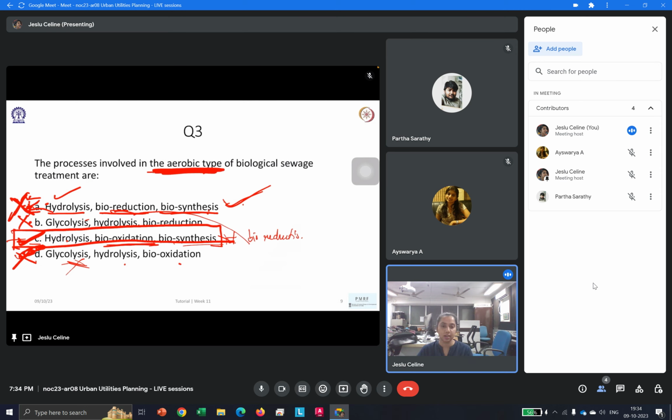We might think that A is the answer, but that's where we need to think that it's given as aerobic, which means oxidation has to be there. Okay, any doubts in this question?